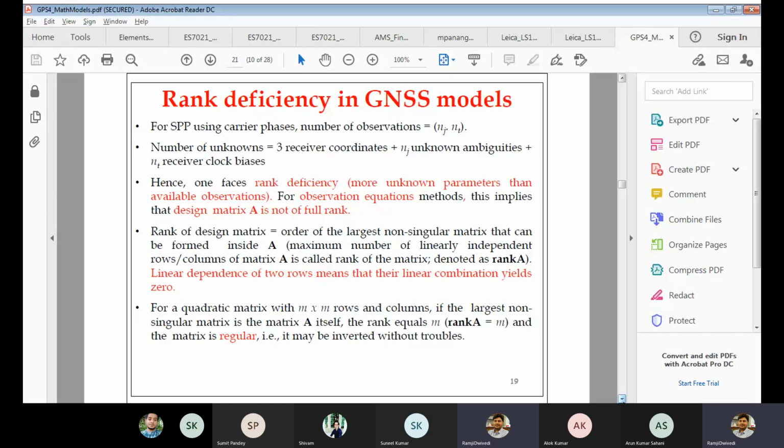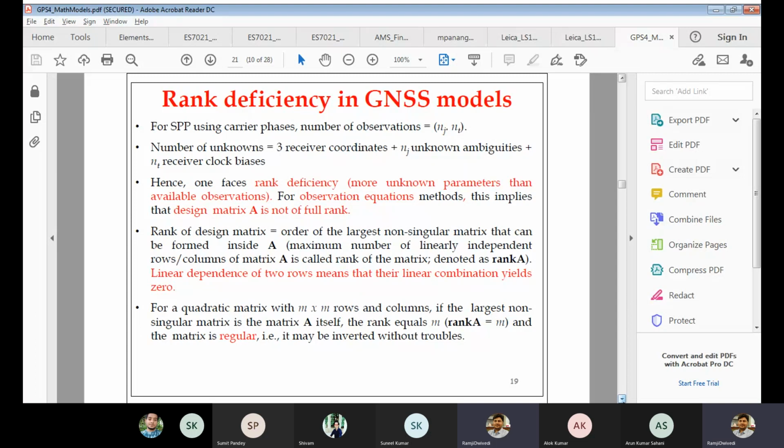Let's say there are 4 satellites, so 4 ambiguities would be there. With 10 satellites, 10 ambiguities would be there. So if there are Nj satellites, Nj ambiguities would be there. Similarly, 3 plus Nj plus Nt is the required number of unknowns. Hence, one faces rank deficiency: more unknown parameters than the available observations.